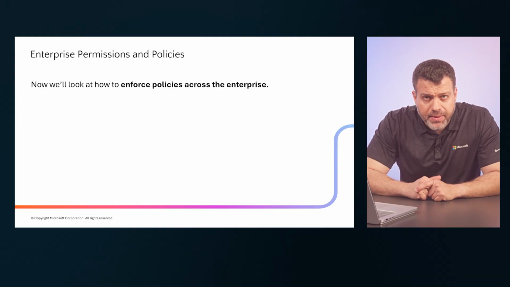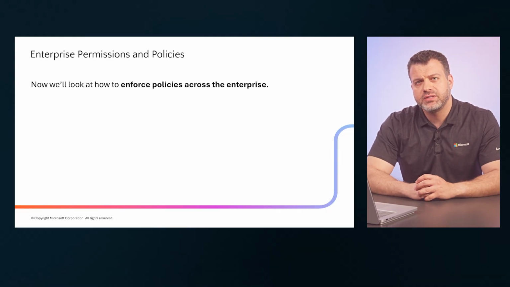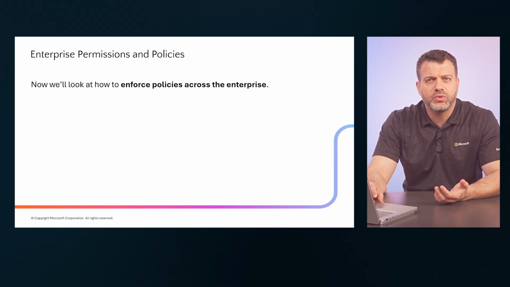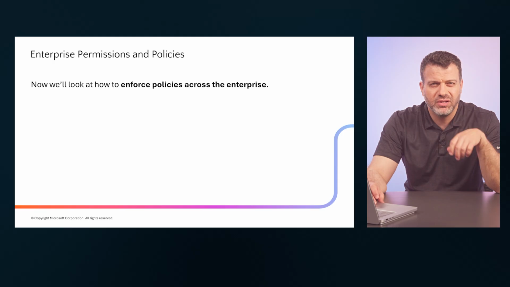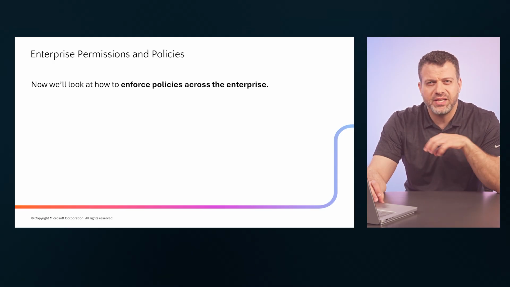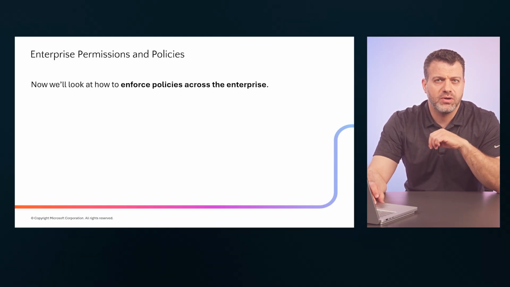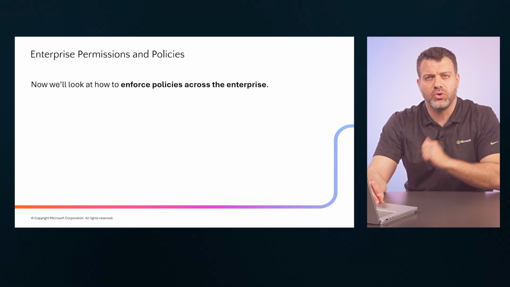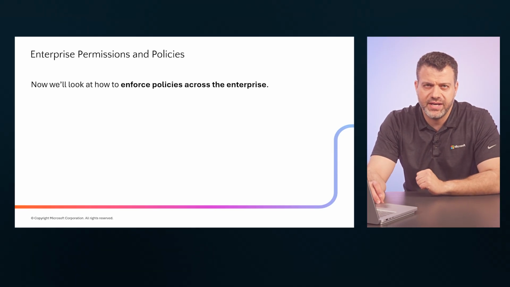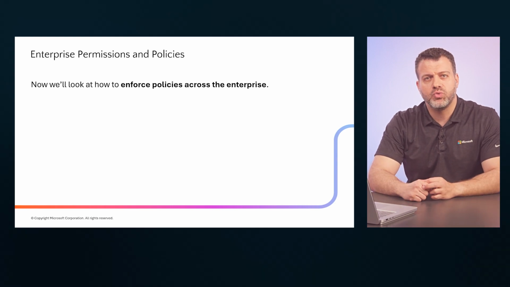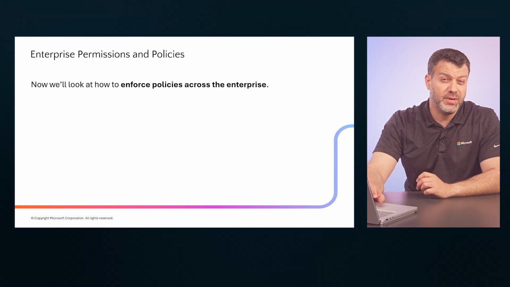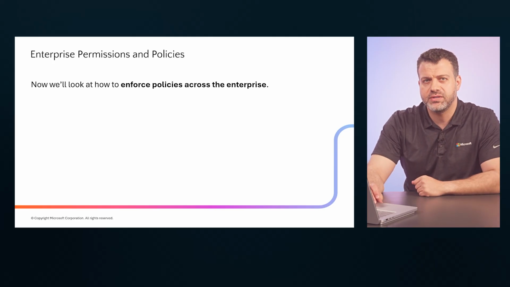Now let's talk about enterprise-level permissions and policies, which is where governance really comes together. At this level, you're not just managing a single organization. We're managing multiple organizations under one enterprise. The goal is consistency and control. So instead of configuring settings individually, we define policies. And these policies will apply across your entire enterprise.